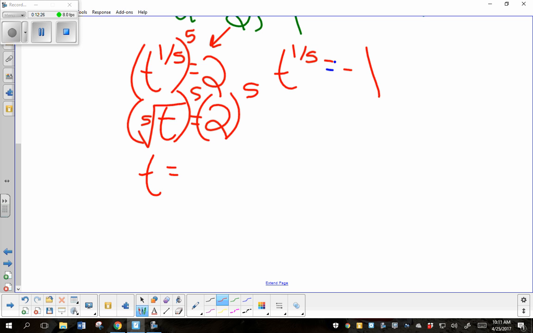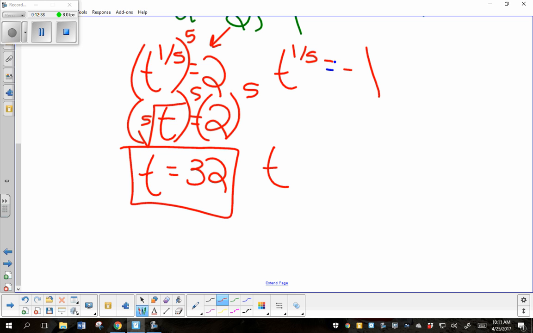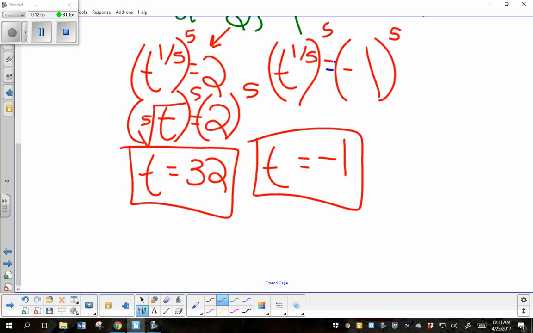Anyone know 2 to the 5th in their head? 32. So there's one answer, 32. It's 2 times 2 times 2 times 2 times 2. And then we've got t to the 1/5 equals -1. So what do I raise them both to? Fifth. Because a fifth times 5 is 1. So yeah, what will it be, -1 or +1? Negative. Because it's an odd power, it's going to end up with a negative.